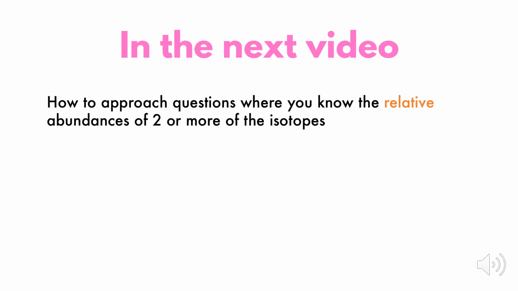Okay, on to the next video then. The next video is the last video in this lesson, and what we'll look at there is how to approach questions where, rather than knowing the abundance of one of the isotopes, instead you'll know the relative abundances of 2 or more of the isotopes. So when you're ready, move on to that video and then we'll be done with this lesson very shortly.